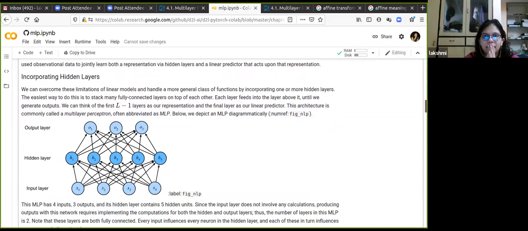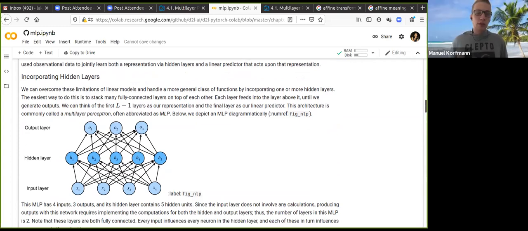Incorporating hidden layers. We can overcome these limitations of linear models and handle a more general class of functions by incorporating one or more hidden layers. The easiest way to do this is to stack many fully connected layers on top of each other. Each layer feeds into the layer above it until we generate outputs. We can think of the first L-1 layers as our representation and the final layer as our linear predictor. This architecture is commonly called a multilayer perceptron, often abbreviated as MLP. Below we depict an MLP diagrammatically.